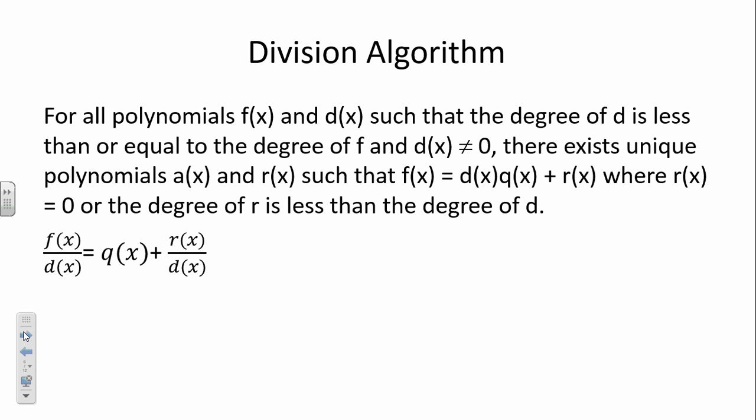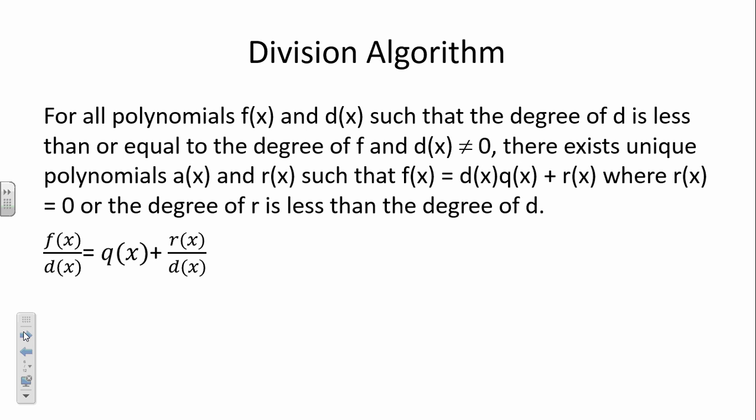So don't write this down. You can refer to it in your book. Okay, just think about it and think about what it's saying. The division algorithm says that for all polynomials f of x and d of x, such that the degree of d is less than or equal to the degree of f, and that polynomial function d of x is not equal to 0, there exist unique polynomials q and r of x, such that our original function is equal to our d of x times our q of x plus our r of x, where r of x equals 0 or the degree of r is less than the degree of d.